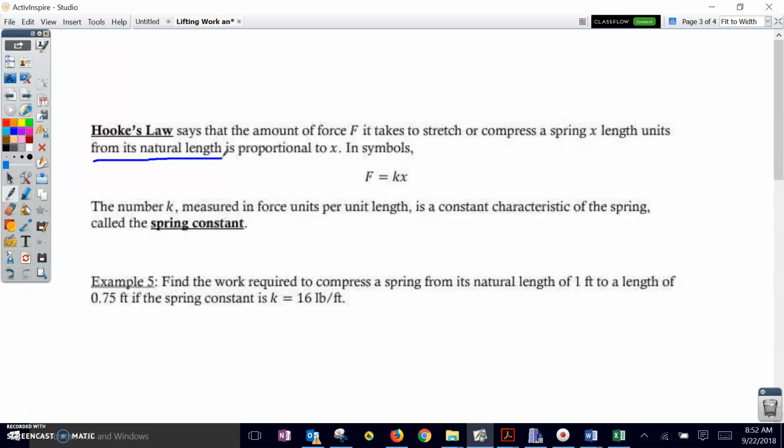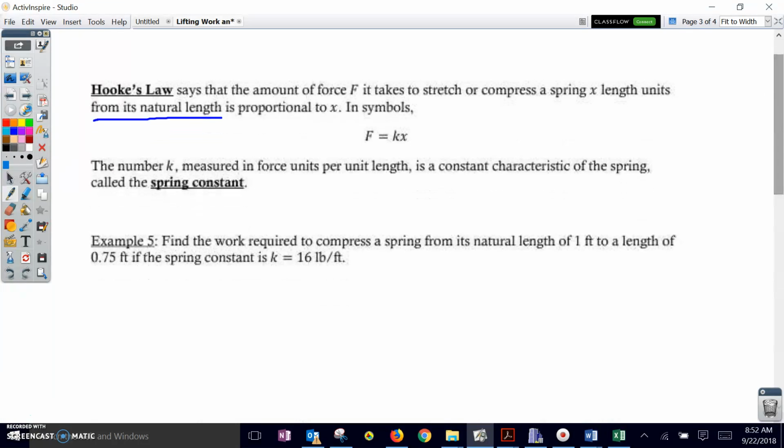Alright, let's look at example 5. We're going to find the work required to compress a spring from its natural length of 1 foot to a length of 0.75 feet if the spring constant is k equals 16 pounds per foot. First we'll write our force equation, which, since we know the spring constant, is just F equals kx. And now we're talking about a 0.25 foot compression.